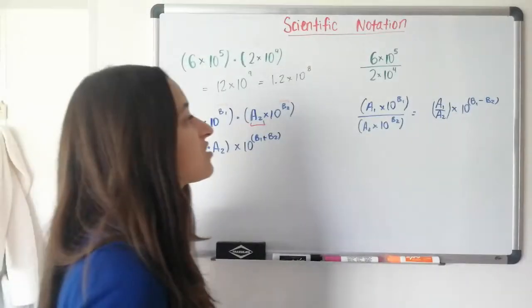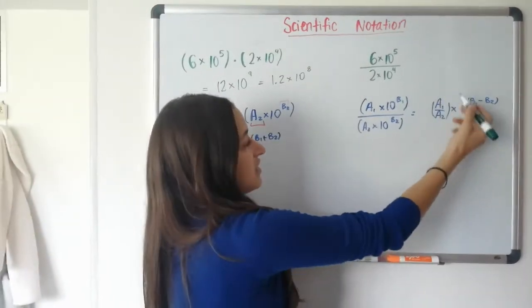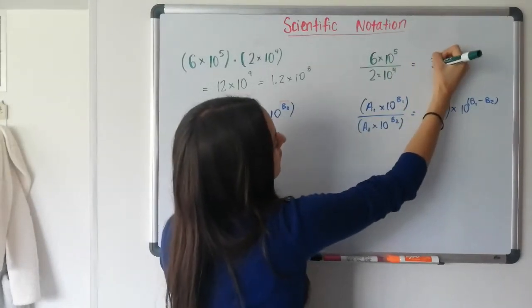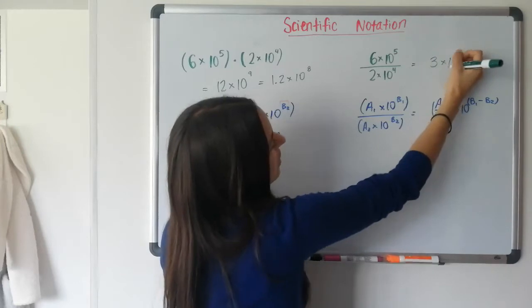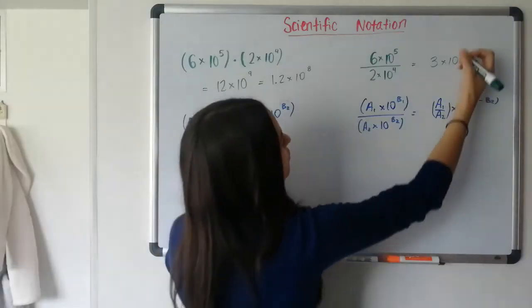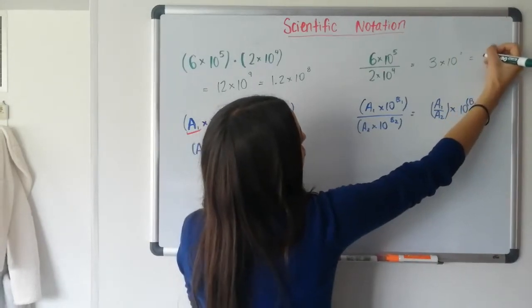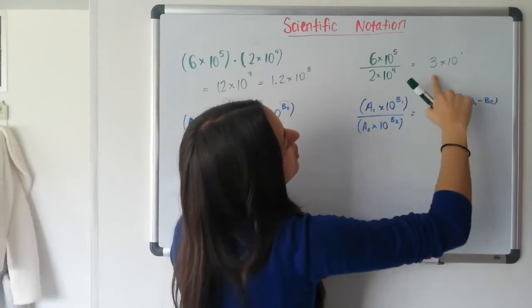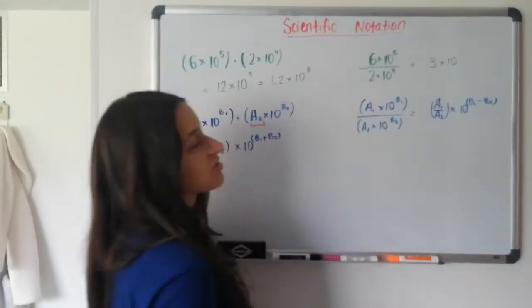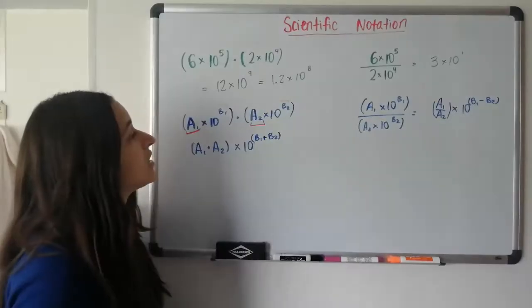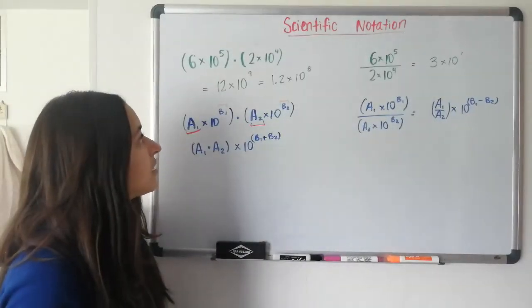And what about the division? So again, we only divide the A's, the first number. So 6 over 2 will give us a 3. And times 10 to the, and we subtract the exponent. So 5 minus 4 gives us 1. We can leave it like that because we only have one number here. So it's 3 times 10 to the 1. So actually we're going to get 30, basically. So that's how we do that.